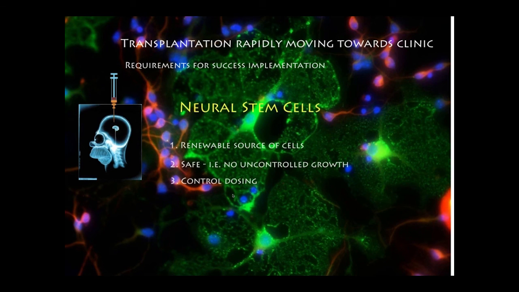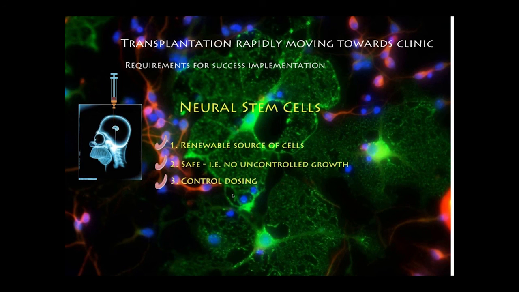So we argue that neural stem cells can be a source of tissue for this. Number one, it's renewable. Number two, it can be safe because I think you can get rid of the vast majority of any cells that have any proliferative potential using some simple sorting methodologies. And number three, I think you can control the dosing because we can now isolate a pure population of neurons, a relatively pure population of oligodendrocytes, and a pure population of astrocytes.